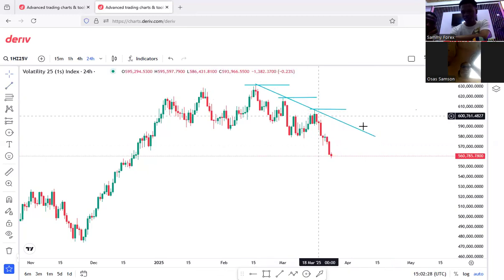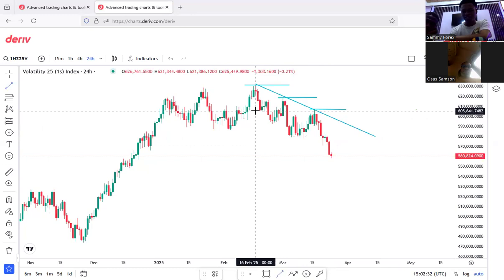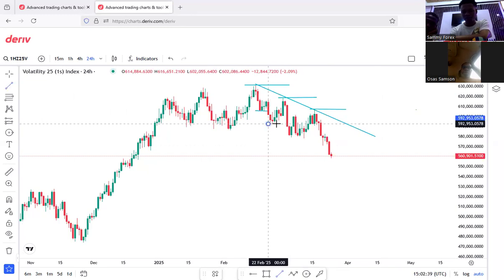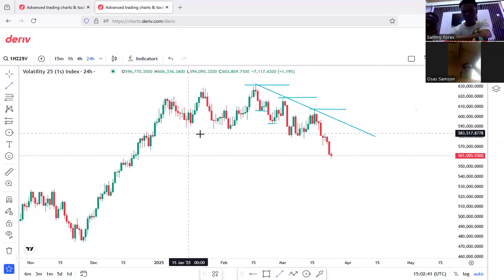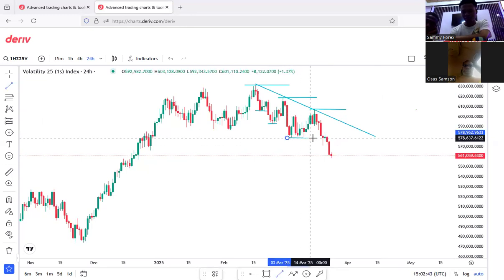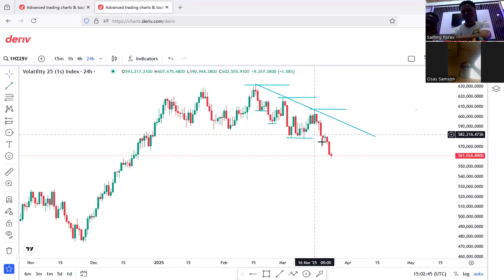So the price is sloping down, telling us that the sellers are in the market. And then you notice these lows are constantly being broken. These lows are constantly being broken. This is when you can identify that the price is on a downtrend.